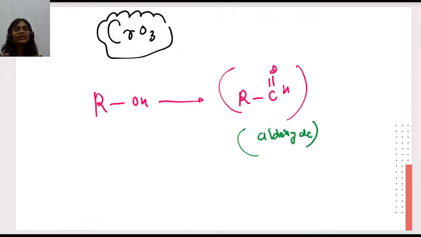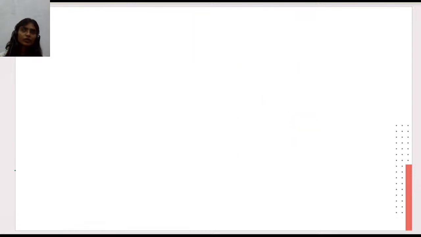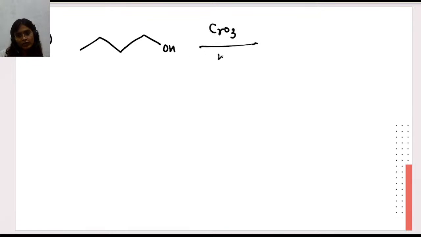But before that, let's solve some questions on the Jones reagent. Okay, let me give you some questions. I know it is a little bit boring, but let's just solve the questions. So you have some OH with chromium oxide and H2SO4.